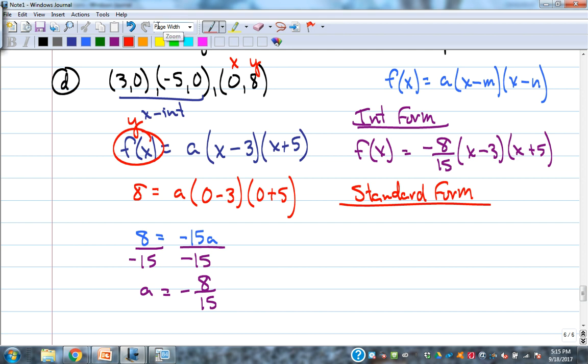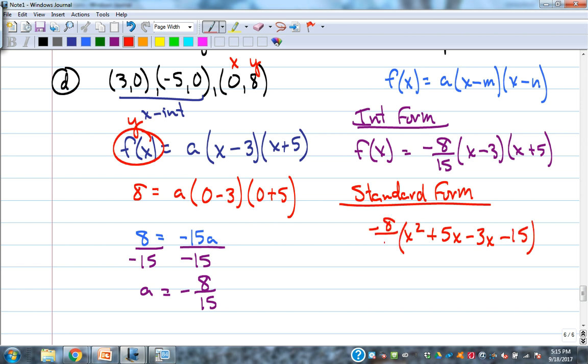Well, standard form doesn't have these parentheses in here, right? So how do I get rid of the parentheses? What operation does that mean is going on between these two things? They're being multiplied. So I'm going to multiply those two together. x times x gets x squared. x times 5 is 5x, negative 3x, and negative 15.